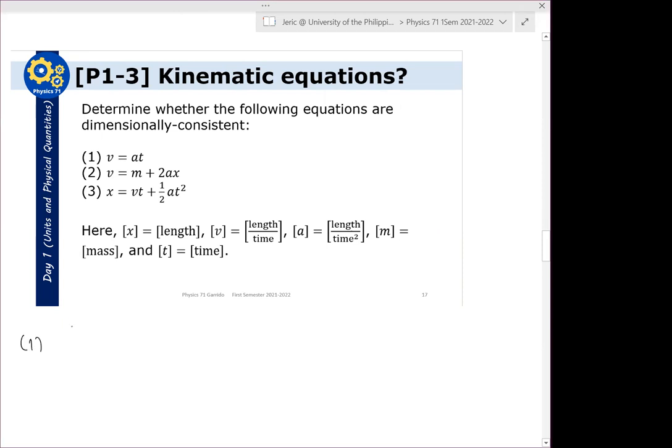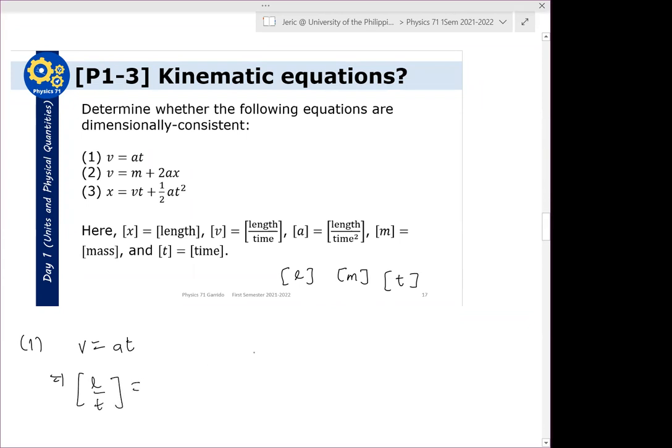So, number 1, v equals at. I will be using the notation L for length, m for mass, hindi yan meter ha, and t for time. Okay, so this means that we know that the units of v is length per time. So this is L over t.